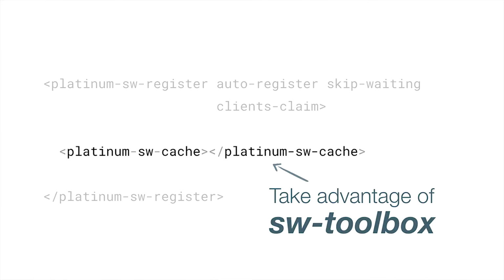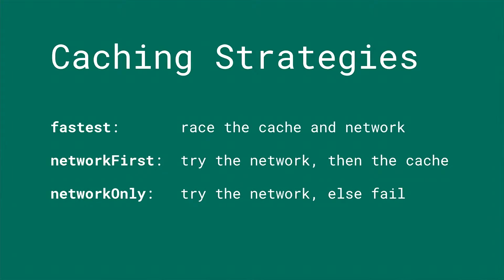So what we're doing by adding this element is we're telling the application to start dynamically caching requests as they go through it. And there are a few different caching strategies that we can take advantage of. The fastest strategy is going to tell the service worker to race the cache in the network and return whichever one comes first. Network first is going to hit the network, and if that fails, it'll try the cache. And network only is just going to hit the network. If that fails, it's just going to fail the whole request.